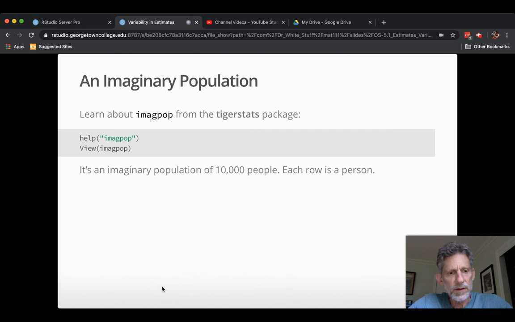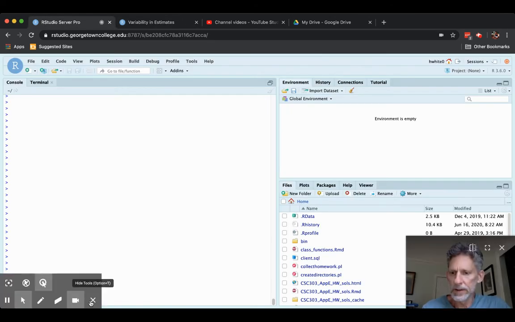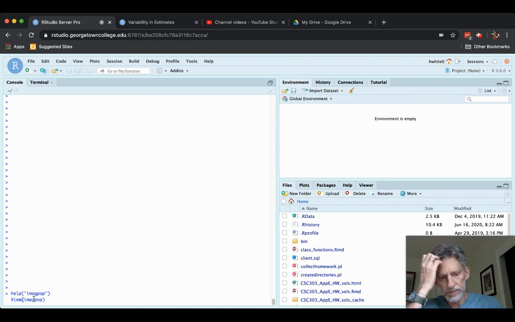So let's give ourselves a hypothetical population so that we can pretend to be God, as it were, who knows everything about this population. Then we can watch what we model as statisticians sampling from that population and computing estimators and making their own guesses about what's going on in the population. This imaginary population is a data set in the TigerStats package called ImagePop, and we need to learn about it. So I'm going to copy the help and view commands on ImagePop, head over to RStudio, and paste them in the console here.